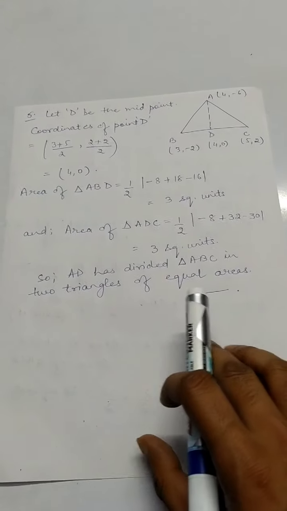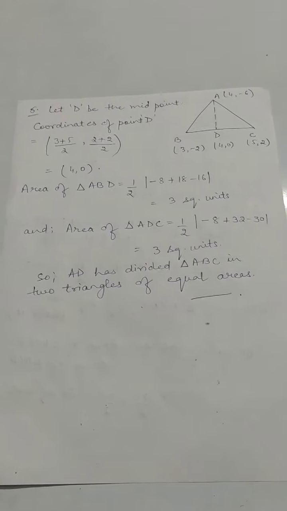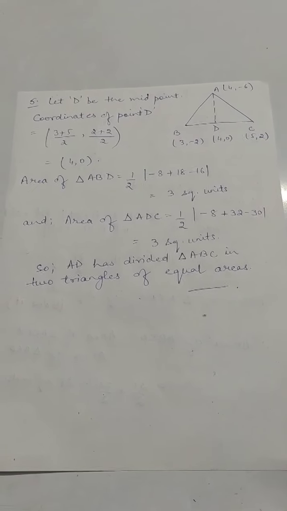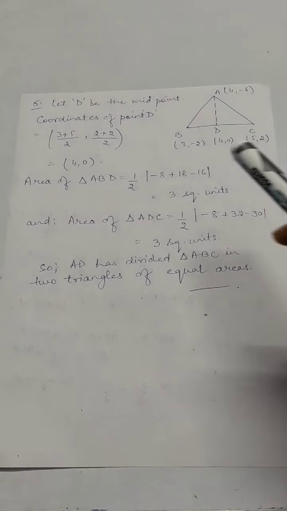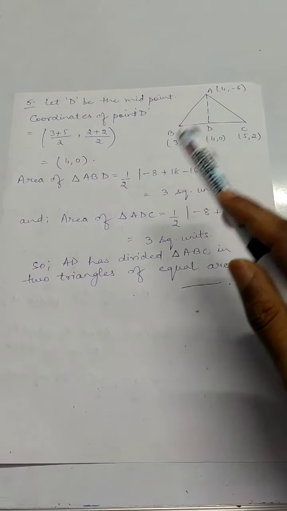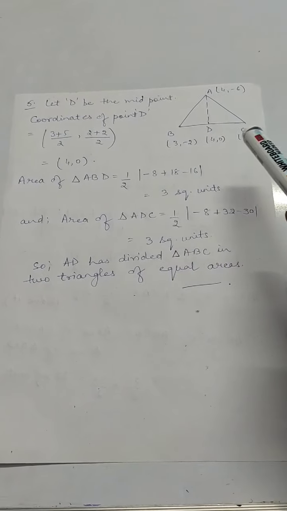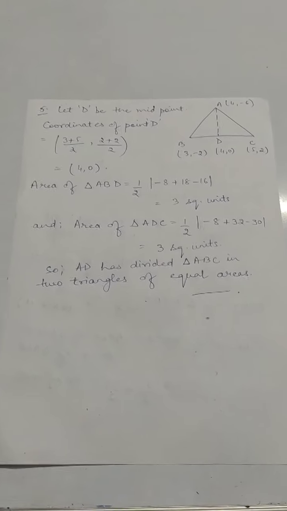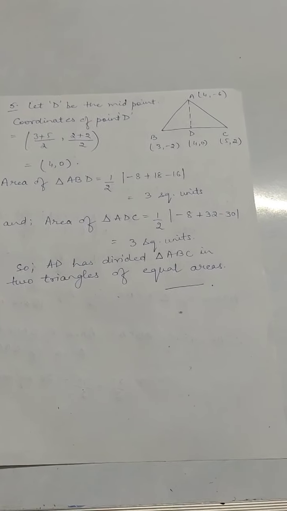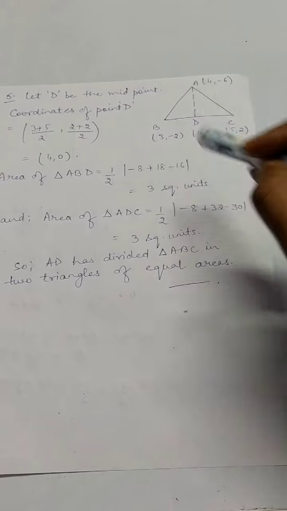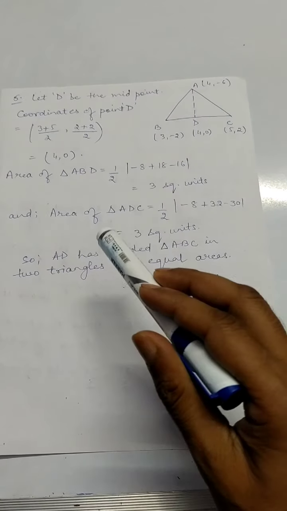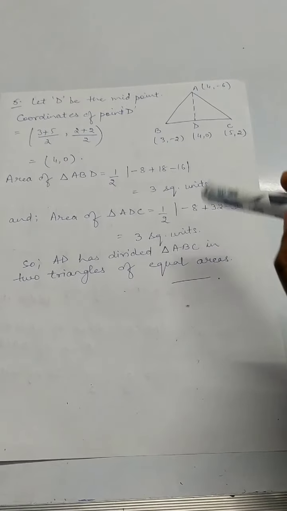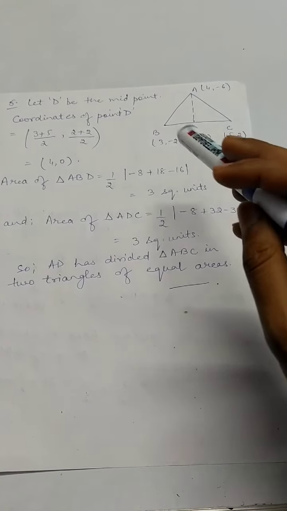Moving to the last sum of this exercise, the fifth sum. Let D be the midpoint. So the coordinate of D will be the midpoint of B and C. Using the midpoint formula we get the value of D as 4 0. Area of triangle ABD, on solving it, we get 3 square units and for ACD it is 3 square units.